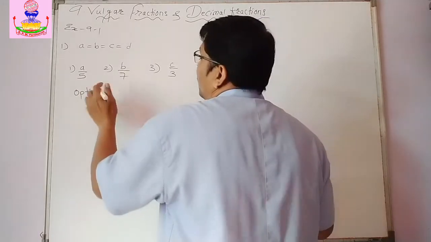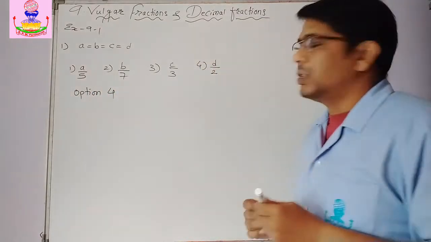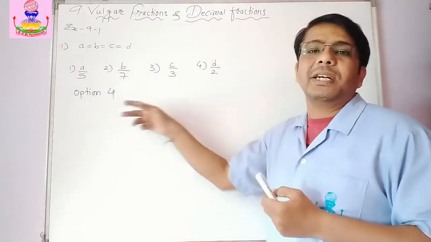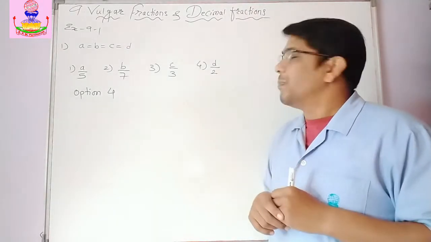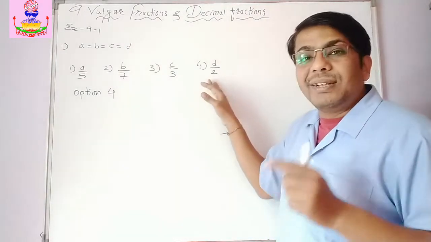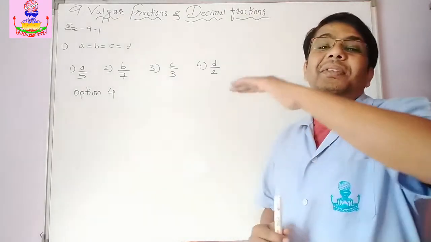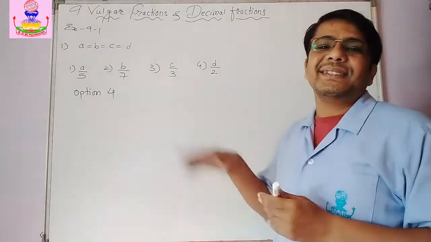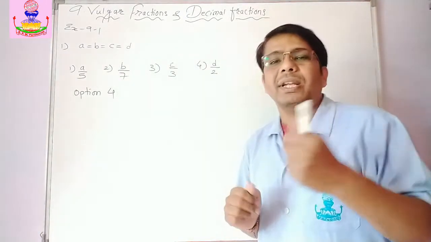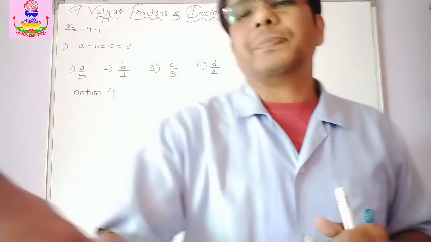Okay. So option 4, that is D upon 2, is the right answer. So smaller the denominator, greater is the fraction, when all numerators are equal. That is the clue here. Okay. So now let's move to the second example.